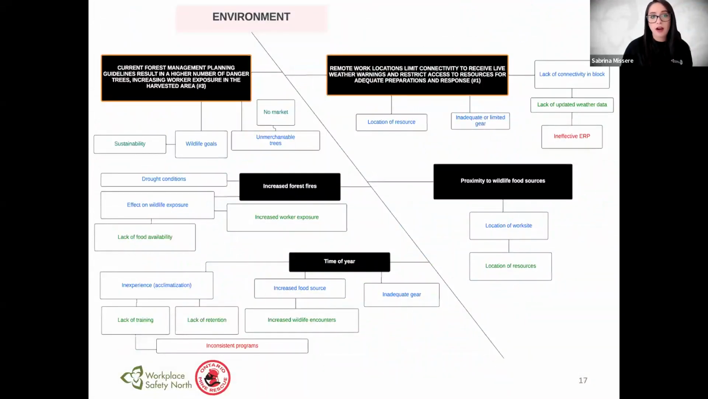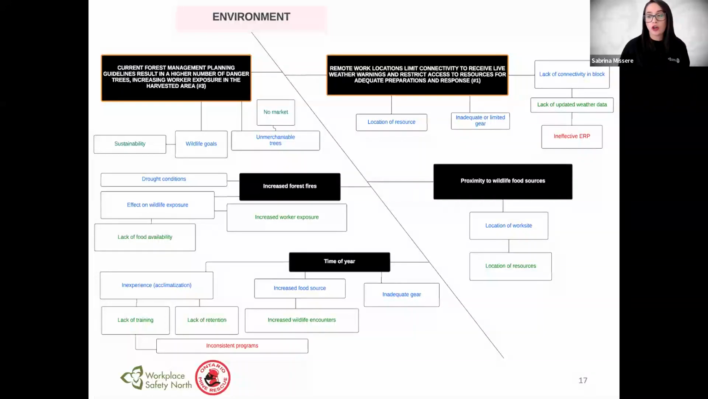Looking next at environment. So when we work through the environmental causes, things like time of year, increase in forest fires, working closely to wildlife food sources, remoteness of the work, and FMP guidelines, forest management plan guidelines, resulting in increase in danger trees were also highlighted. Again, from the environmental factor, you're going to see those two black boxes at the top of the screen highlighted in orange. So forest management planning requirements and the remoteness of the work were identified and voted to be in the top 10.